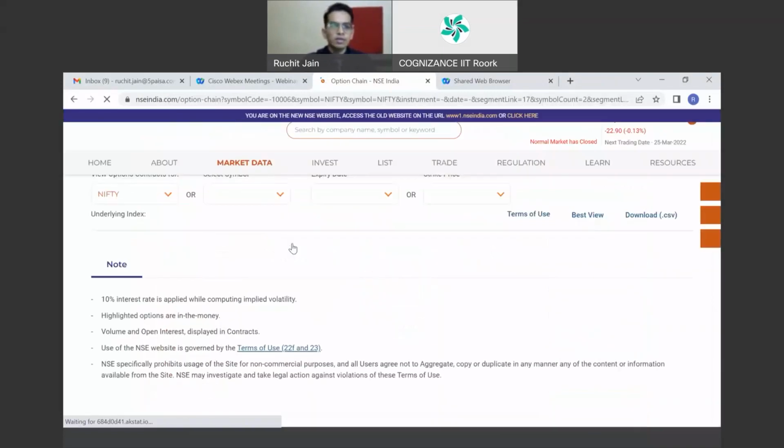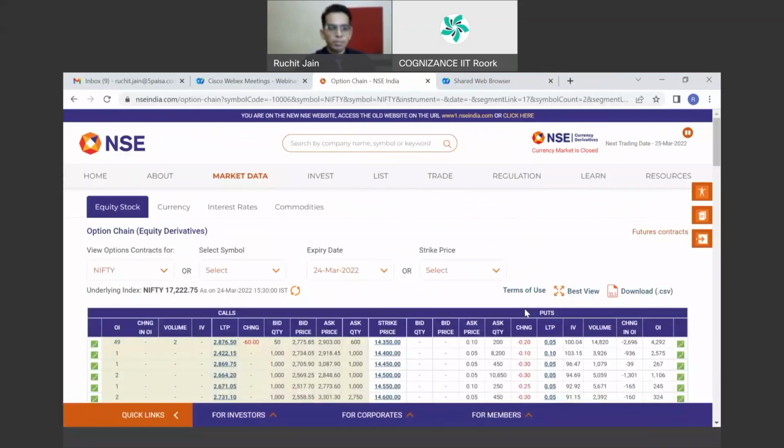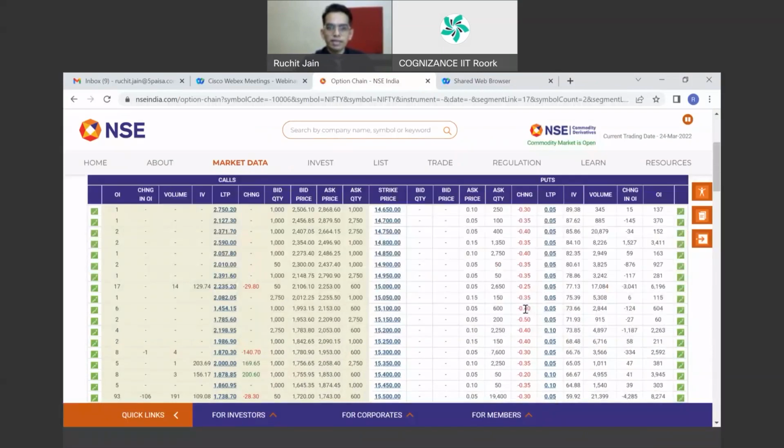Now if you look down over here, you can see the option chain for Nifty. If you want to change it to Bank Nifty, you can select Bank Nifty over here so that you will be able to see Bank Nifty options prices. If you want to see any stock option details, here is a select symbol. You click on any stock options. Here I have Adani Enterprises. If I click on Adani Enterprises and scroll down, all Adani Enterprises options details will be there in front of you.